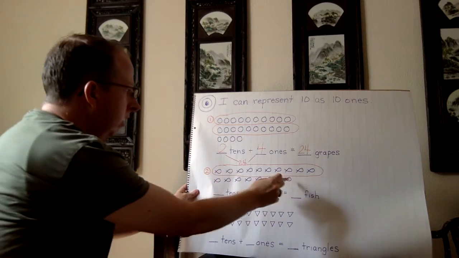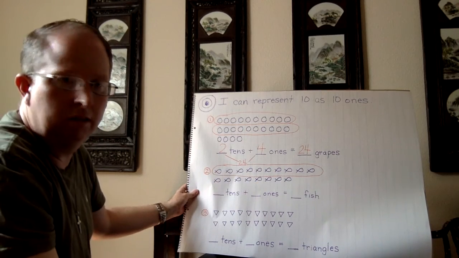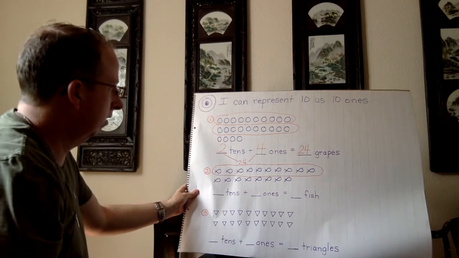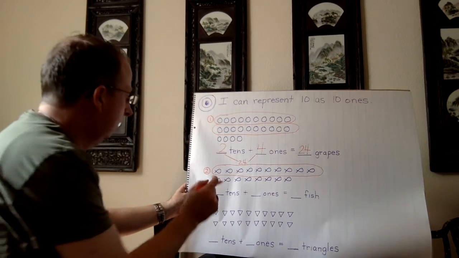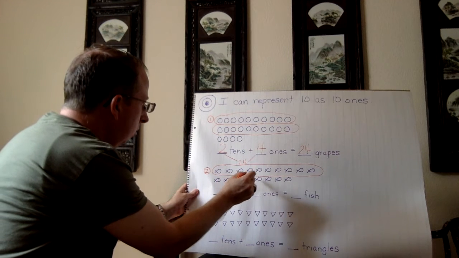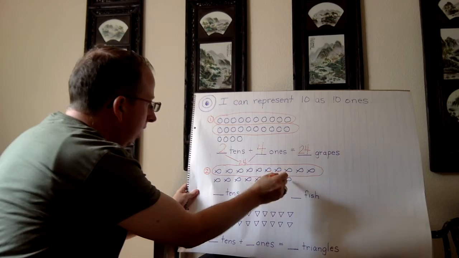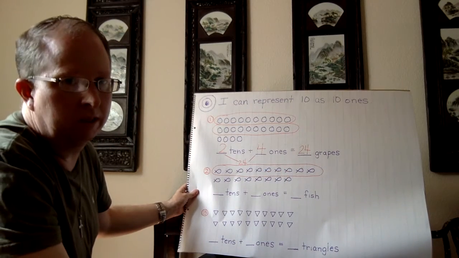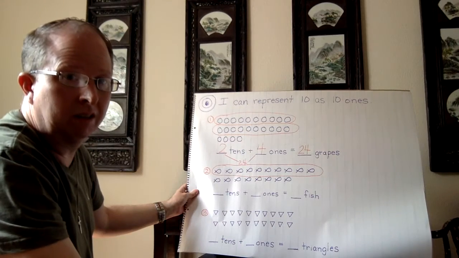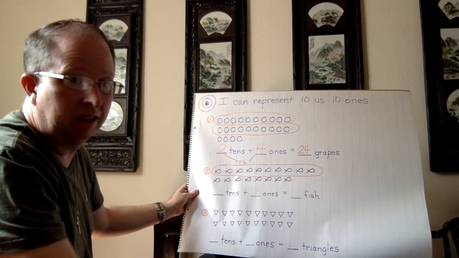Let's see, does this look like another group of 10? It's not even. Okay, so I have a feeling that there's less than 10 fish for that second row. Let's check it out. 1, 2, 3, 4, 5, 6, 7, 8. Nope, it's not 10, not quite, almost. But I'm not going to circle it unless it's 10 exactly.